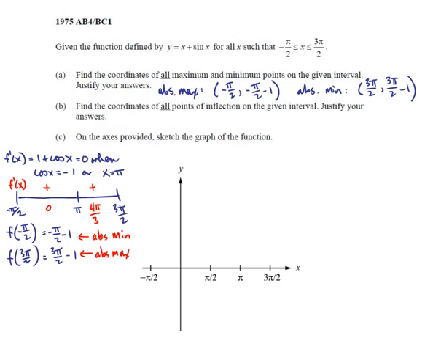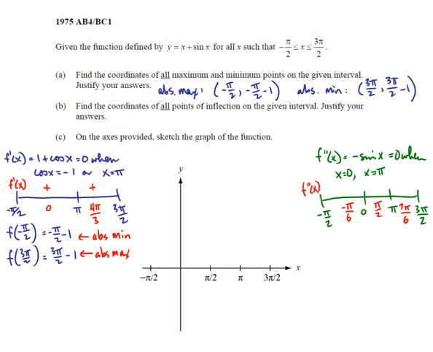Second, we want to find the coordinates of all points of inflection. And if the first derivative is 1 plus cosine x, the second derivative is going to be negative sine x. And that will be 0 whenever sine is 0 on the interval from negative pi over 2 to 3 pi over 2, and that will be at 0 and pi. So we make a sign chart. Fix those end values to be from negative pi over 2 to 3 pi over 2. Select some sine friendly coordinates, and we're going to plug them in.